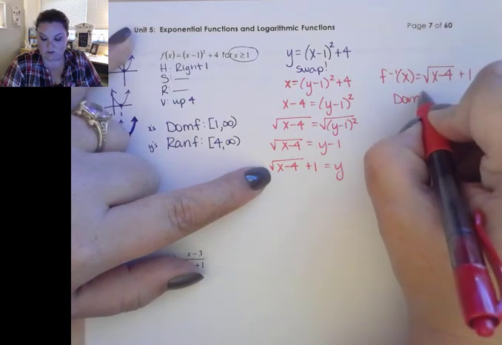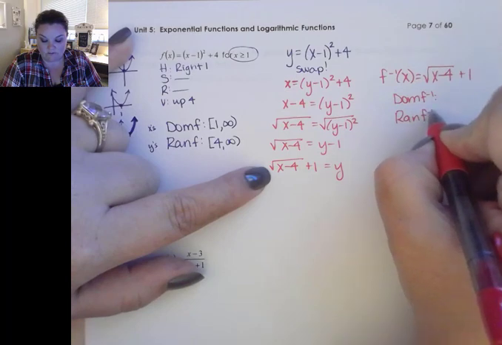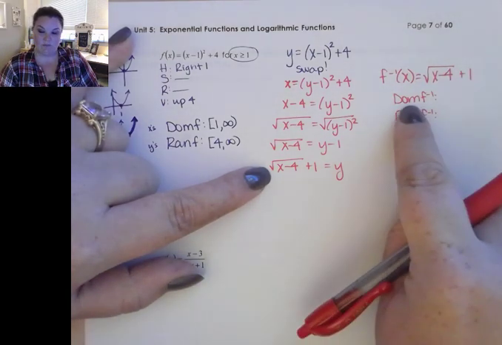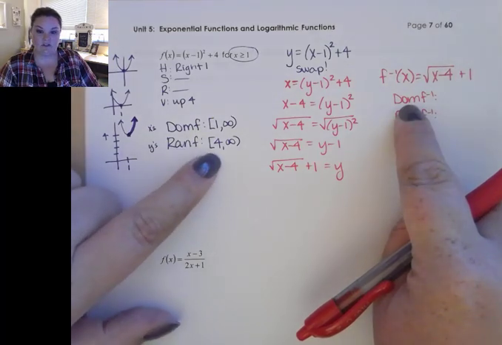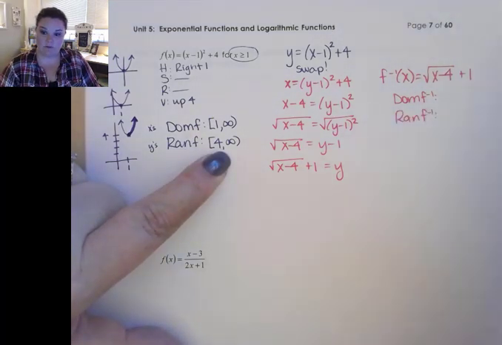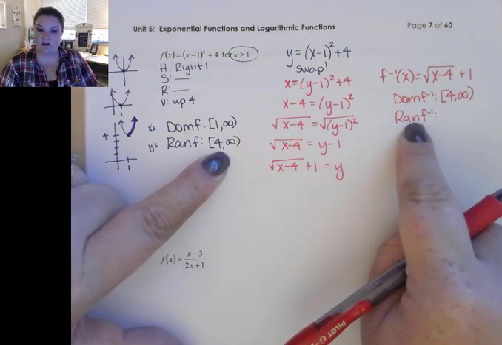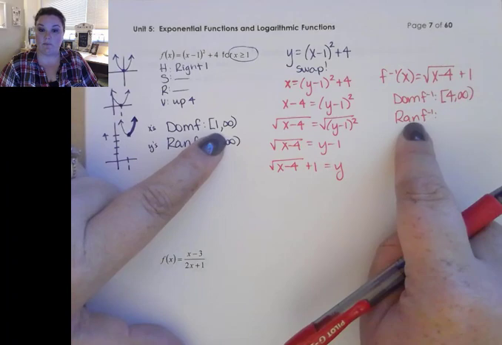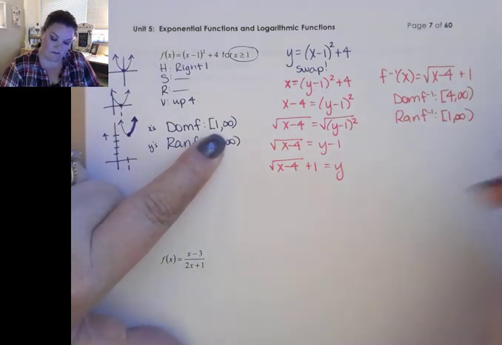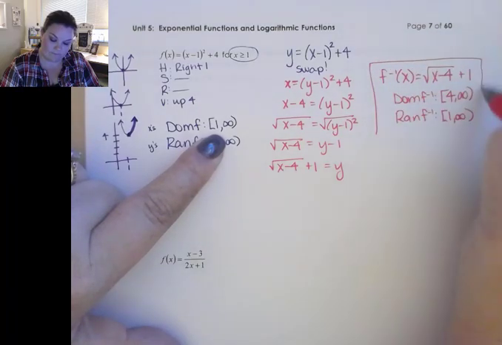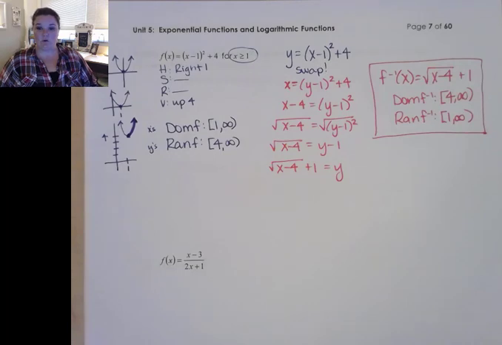Then we're going to list the domain of our inverse and the range of our inverse. So remember, the domain of our inverse is our original range. So that's going to be 4 to infinity. And then the range of our inverse is our original domain, which in this case is going to be 1 to infinity. Okay, not too bad. All right, let's look at one more.